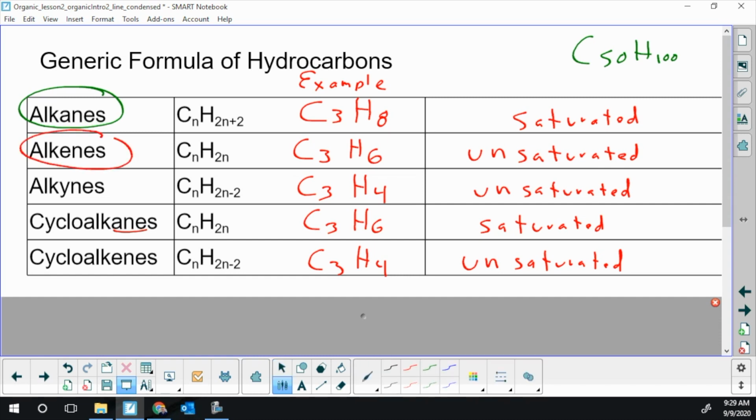What about alkenes? That generic formula, does it overlap with any other family? Yeah, which one? Yeah. Okay. And that's kind of what we're seeing here. This is a CnH2n.